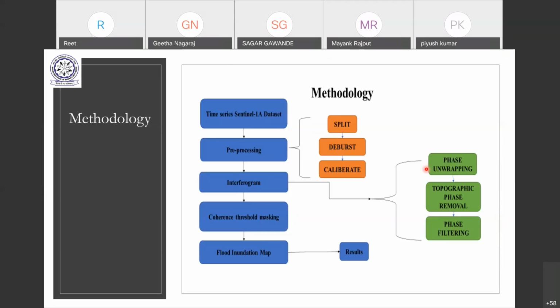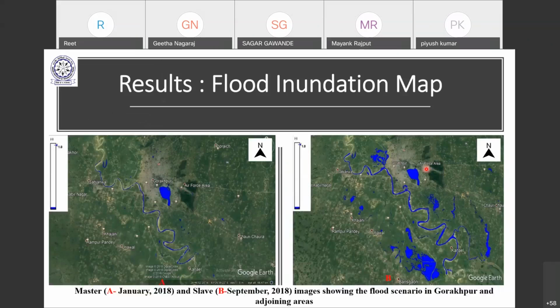So here a slight change in the methodology. We used time series data, pre-processing was done, the interferogram was also prepared, which was then used for preparing a DEM of the area when there was no flood, and then coherence threshold masking was done to find out the flood inundation map.